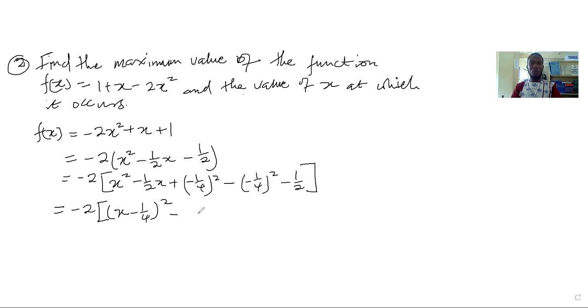Then minus 1 over 16 minus 1 over 4. We close our brackets. Then we simplify this side. So you get negative 2 bracket open parentheses x minus 1 over 4 all squared minus, when we simplify this, the LCM is 16. We're going to get 1 minus 4.